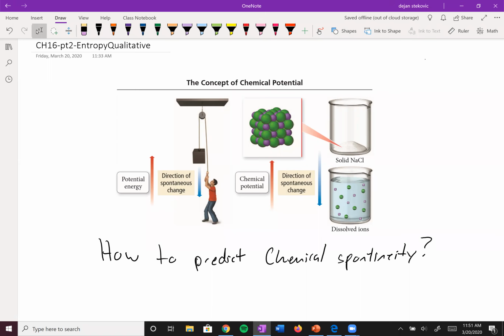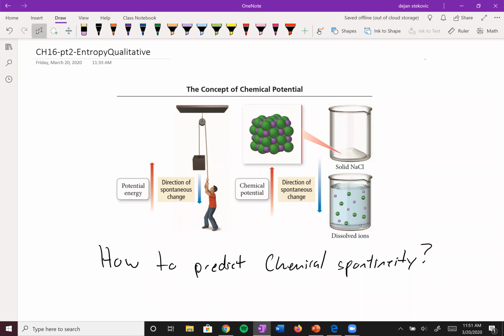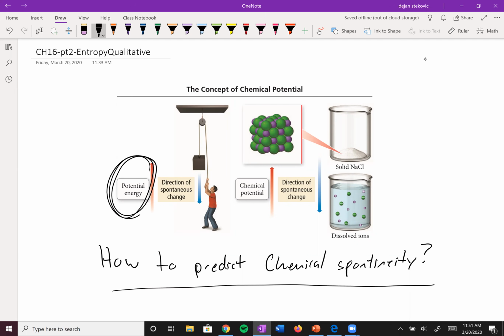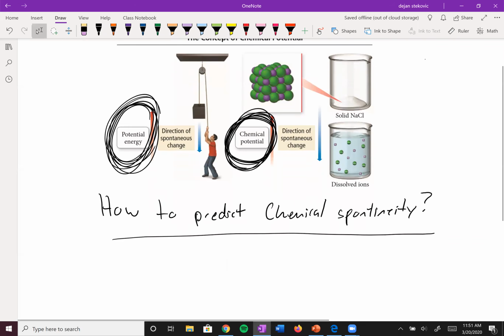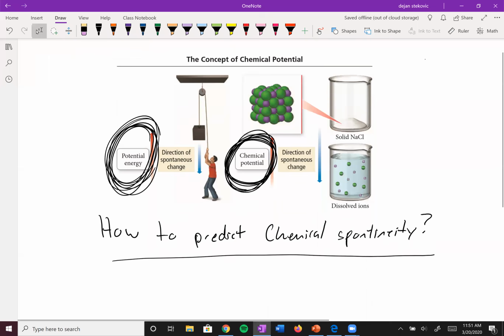So remember again, we're trying to think about this concept of chemical potential and how to predict chemical spontaneity. We said it's pretty simple for macroscopic things, and we said that we look at this potential energy. And so we said that there's the same thing going on in chemistry. There's a chemical potential. And so we want to identify what this chemical potential is and see how we can use it to determine chemical spontaneity.